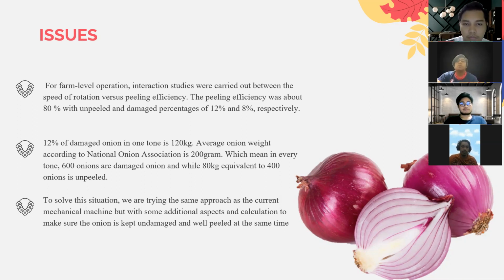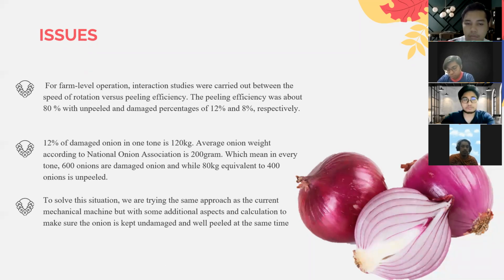So from the 12% of damaged onion, out of the 1 ton of onion that is produced in 1 day, that means 120 kilograms, which means 1 ton of onion that has been processed will produce 120 kilograms of damaged onion. This is a lot of waste of onion because of the inefficiency. And the average onion weight according to the National Onion Association is 200 grams per onion, which means every ton, 600 onions themselves are damaged, while 80 kg, equivalent to 400 onions unpeeled, is being thrown away.